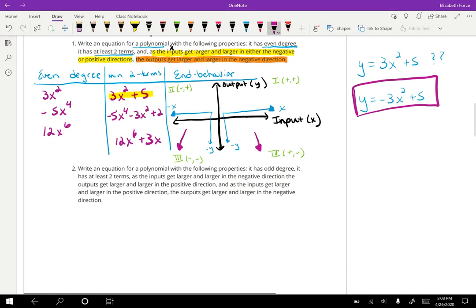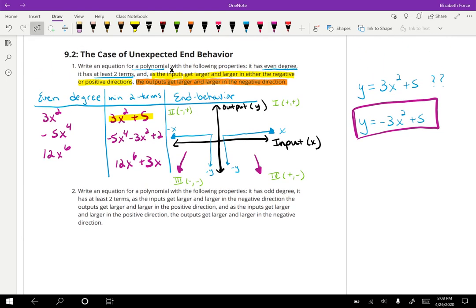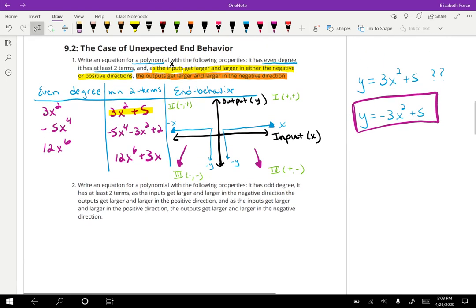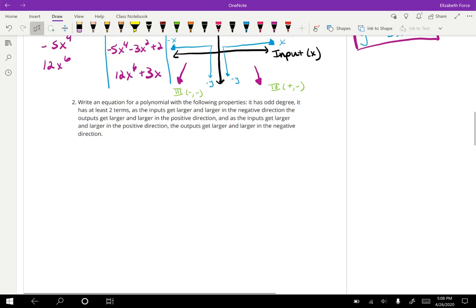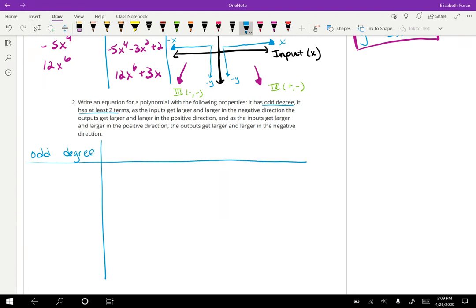So now that you have kind of a good idea, let's jump through number 2 and check out their requirements for our function. So write an equation for a polynomial with the following property. So it has an odd degree. So odd degree, that's one property. It has at least two terms. So at least, we'll go ahead and say minimum of 2 terms.